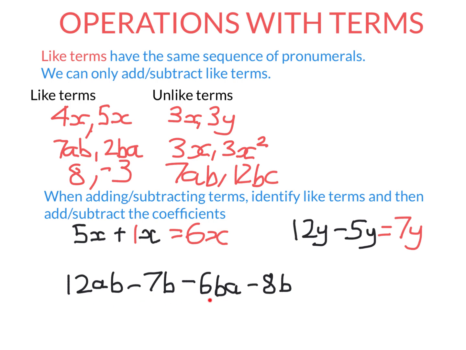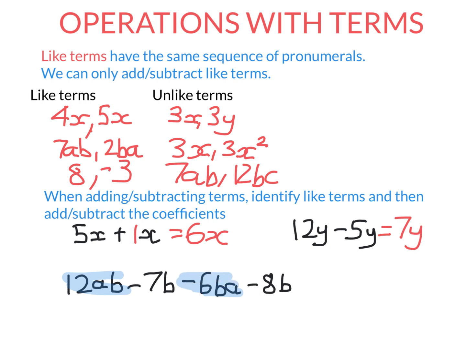All right, let's look at simplifying this expression here. It's a little more complicated. So there are 1, 2, 3, 4 terms. We have to identify the like terms. So it turns out that this term here, 12ab, and this term here, it's not 6ba, it's -6ba.